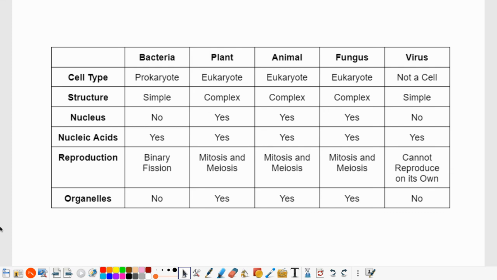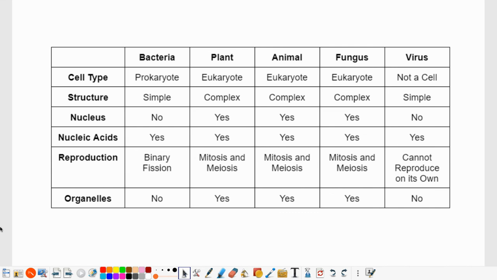I'm going to wrap it up with this little table here. We have all five things that we've looked at in this unit. We have bacteria, which are our prokaryotes. We have plants, animals, and fungus. Those are our eukaryotes. And we have the viruses that we talked about in these notes. Structurally speaking, they're different. Whether they have a nucleus or not, they're different. And we want to take a look at all of these different components, make sure that we learn them all.